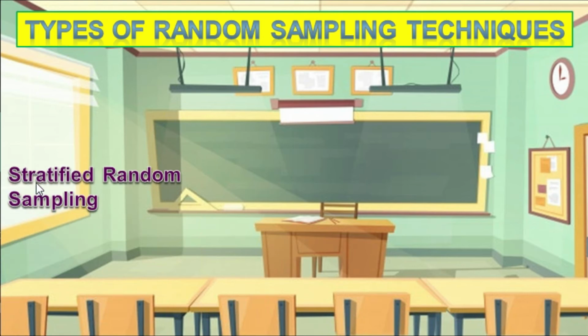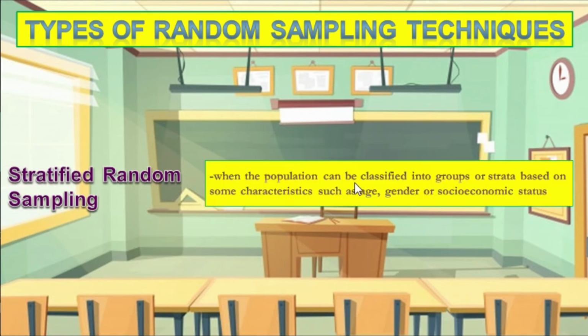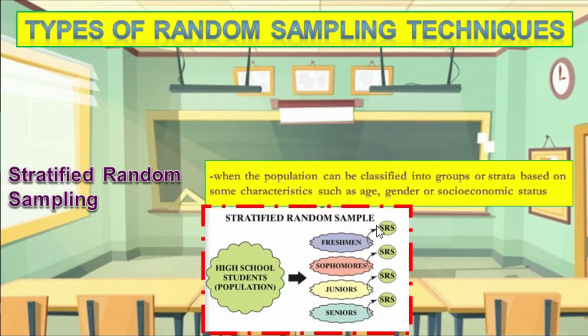Another sampling technique is stratified random sampling. This is when the population can be classified into groups or strata based on some characteristics such as age, gender, or socioeconomic status. So, in the picture, we have high school students as the population. Group them as freshmen, sophomores, juniors, and seniors. So, we will choose them according to this level.